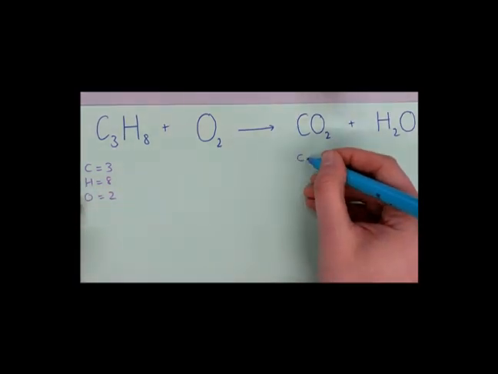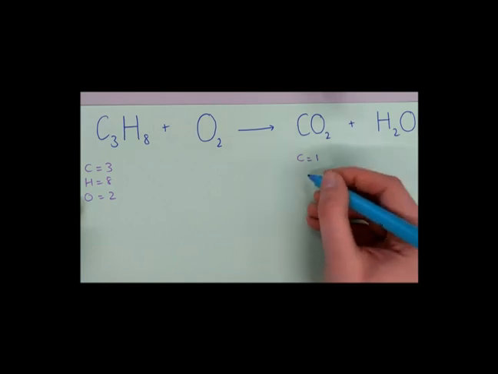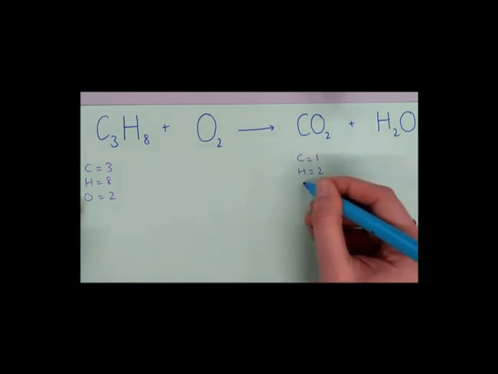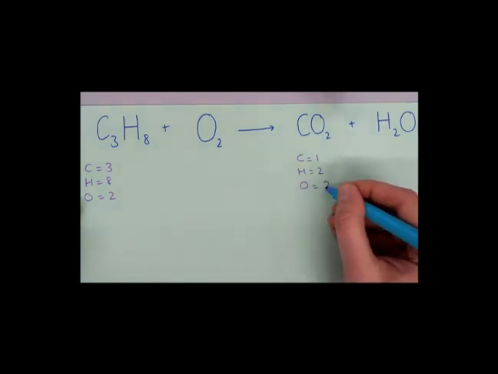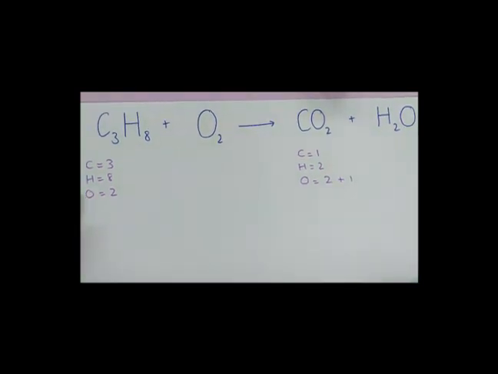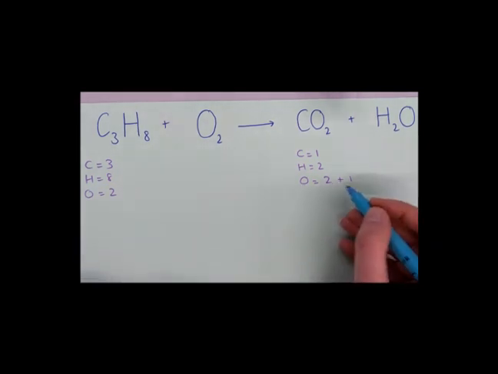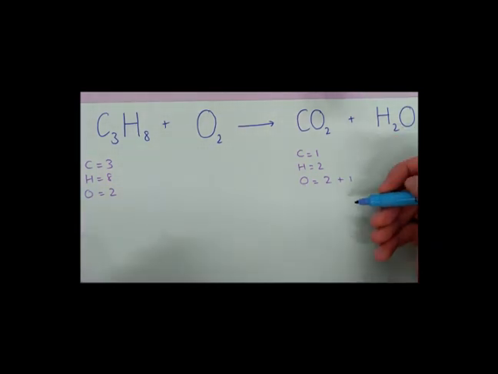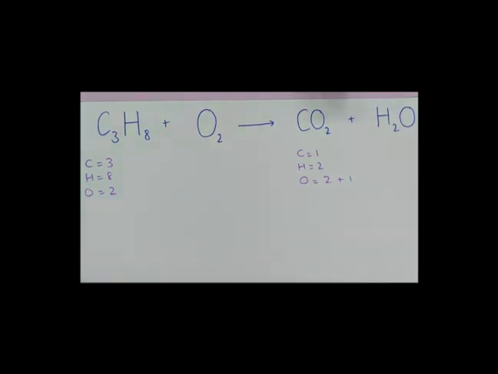And over on this side, what I'm going to do is I'm going to say 1 carbon, 2 hydrogens, and I'm going to write the oxygen as 2 plus 1. And the reason I do that is that I have a really bad habit of forgetting that an element is in 2 different compounds. And then when I try and do the counting later, it all goes wrong. So if I write it like this, whenever I go back to recount, it just serves as a little memory that I need to make sure I'm looking at both compounds. And I just find that really helpful.